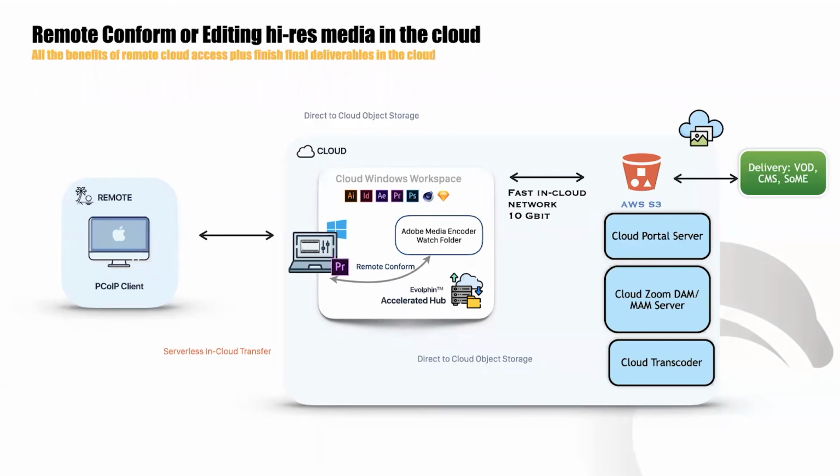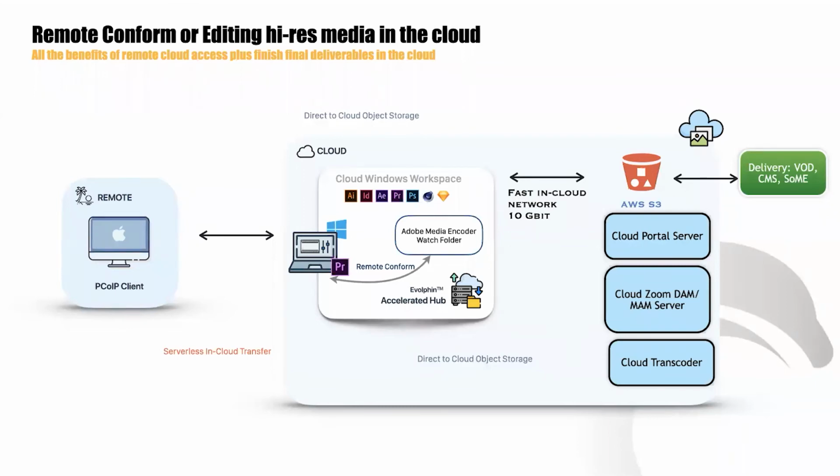Solutions that say that PC over IP clients don't work do not realize that in the end, all remote conforms require a workstation in the cloud. Whether you connect a remote client like PC over IP or you have a job queue, it always gets transported and exported in the cloud using a Windows workspace. Now with a PC over IP client, an editor could have access to all the tools in the cloud workspace, Premiere, etc., and they can check the job, they can check if the colors are accurate and things like that.